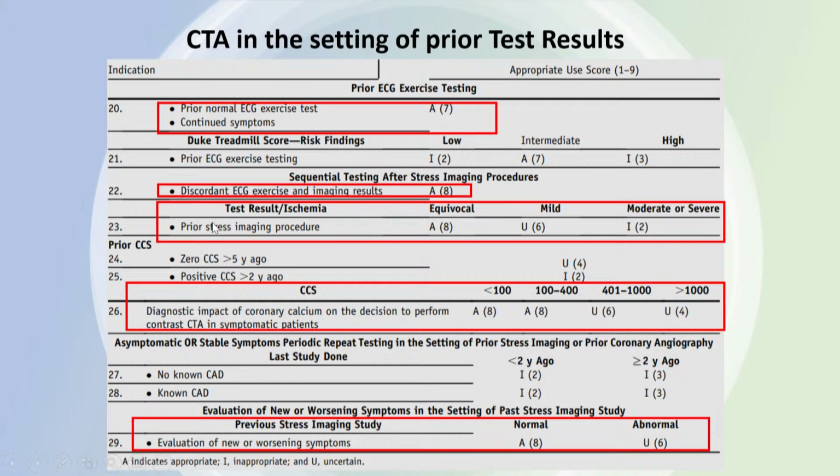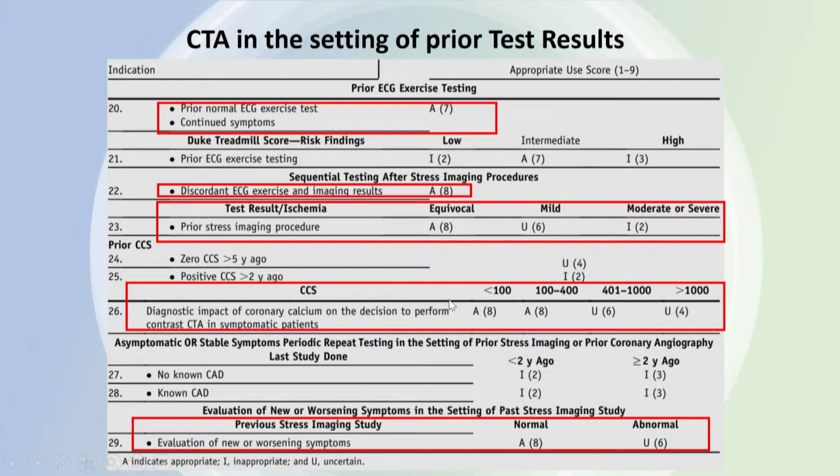And this is a big one. If someone has had a prior imaging procedure and it showed a mild, for example, reversible defect, it's a U. And if it's a moderate or severe defect, then you should go directly for cath. CT is kind of inappropriate. And if the results were equivocal, then it's appropriate.